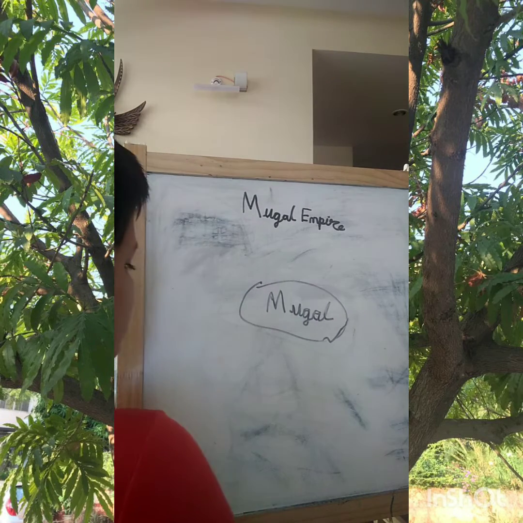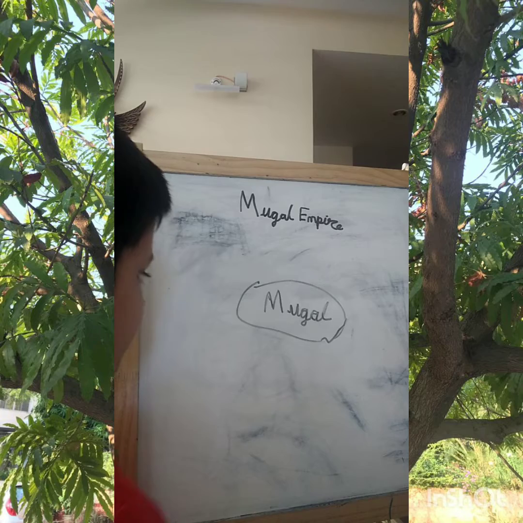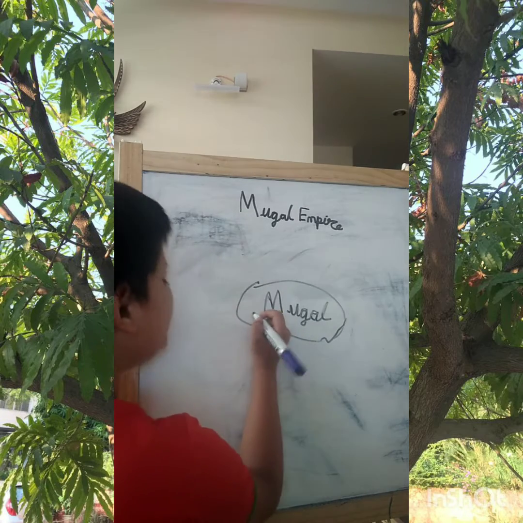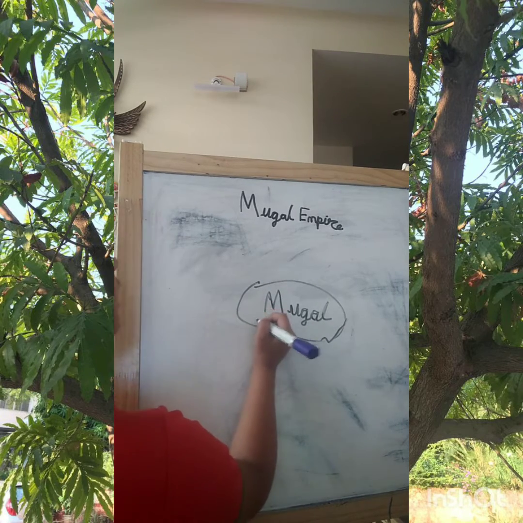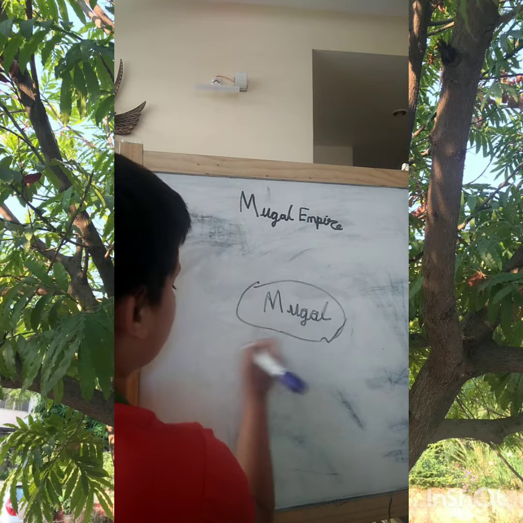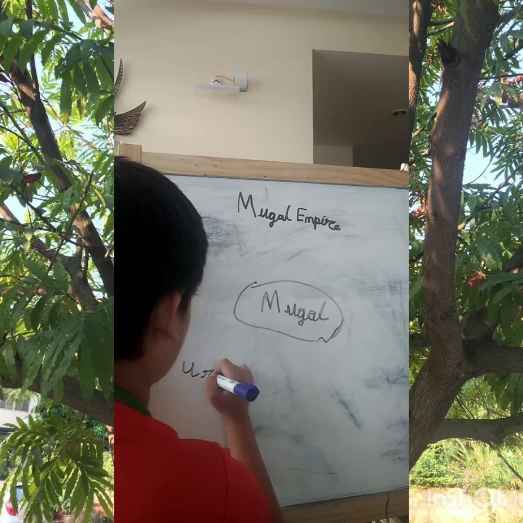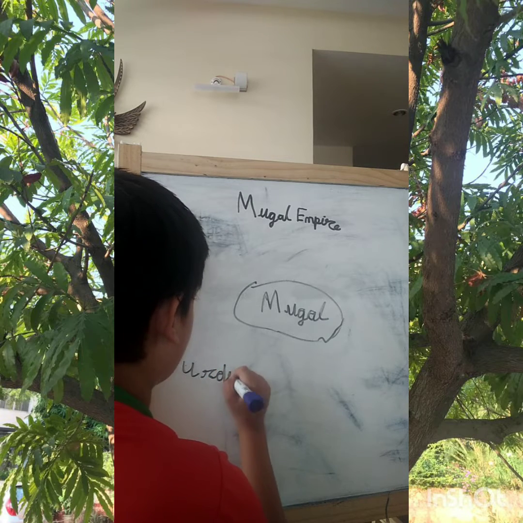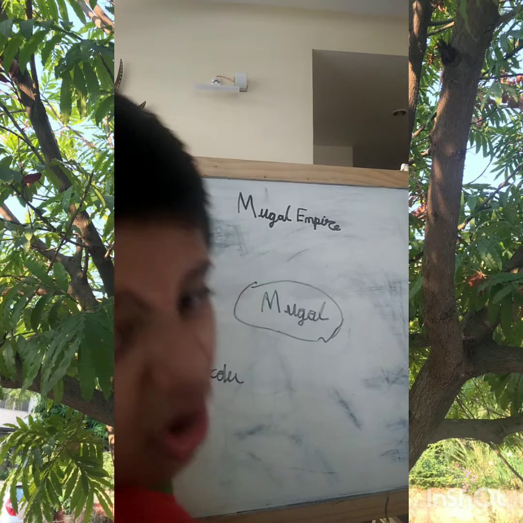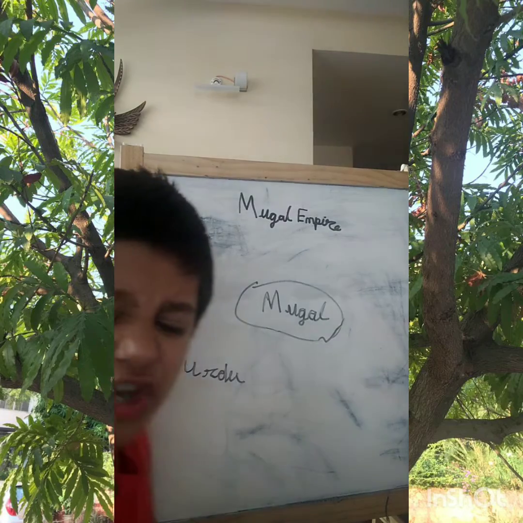The Mughal had found out that the Delhi Sultan had made many glorious things like the language of Urdu, which is a mix of Sanskrit, Persian, and Turkish Arab languages.